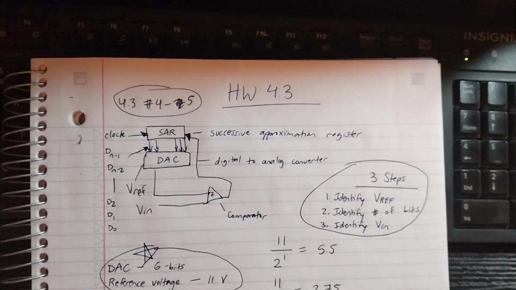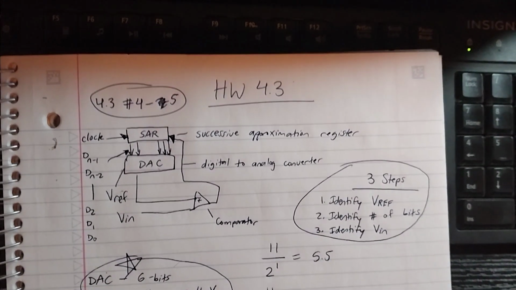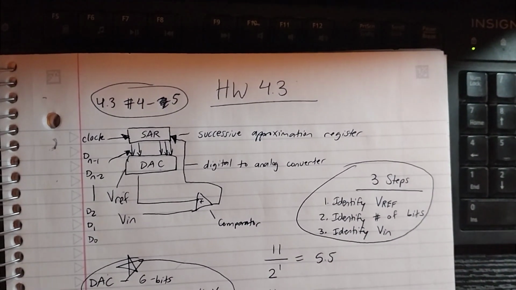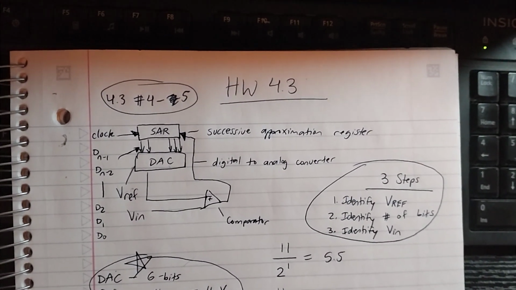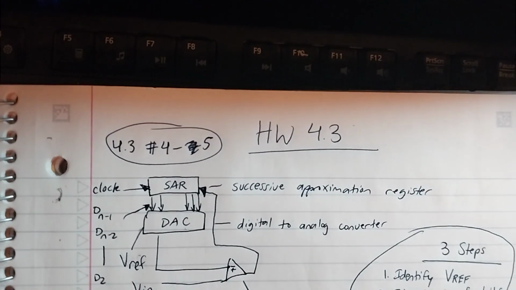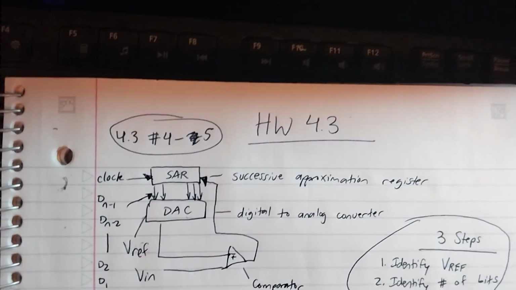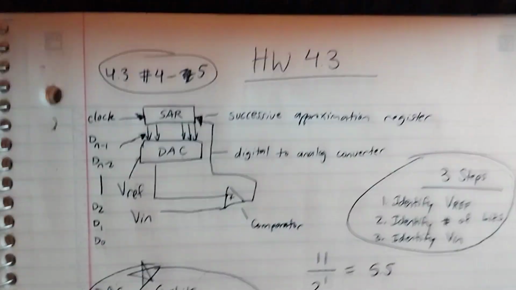Hello everyone, this is Sam Reynolds doing a review of problems from homework 4.3 for ECEn 240 and 301 to help you guys review for your midterm 2. These sets of problems come from homework 4.3. This is problems 4 and 5. This is really 4 through 7. I'll do 4 and 5 for you guys, and then you can do 6 and 7 on your own.